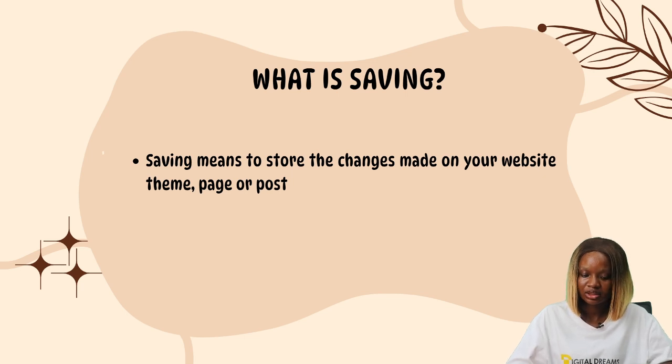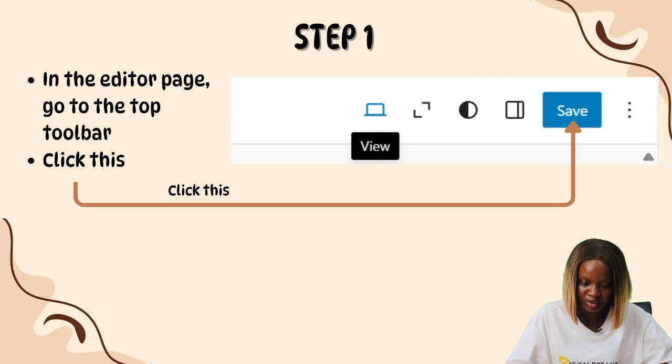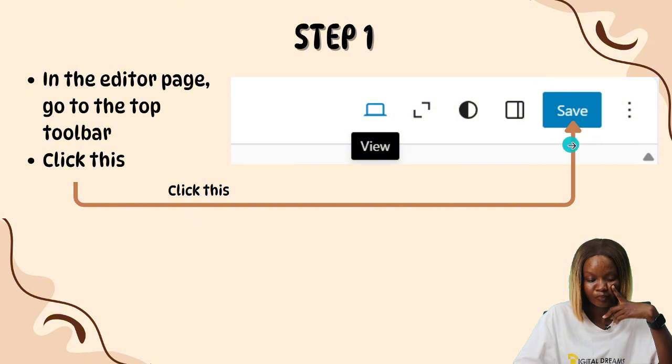What is saving? Saving means to store the changes made on your website, theme, page, or post. So there are 3 ways to save. You could save to draft, you could preview. So when you preview, you're already saving it before you preview, then you can publish. Before you publish, it automatically saves it for you. So this is how to save.